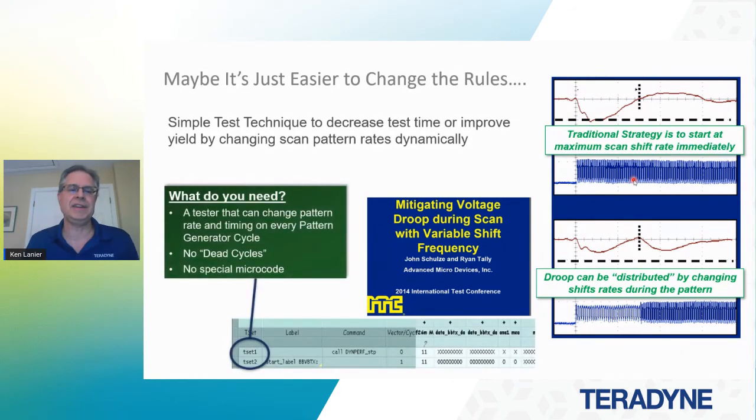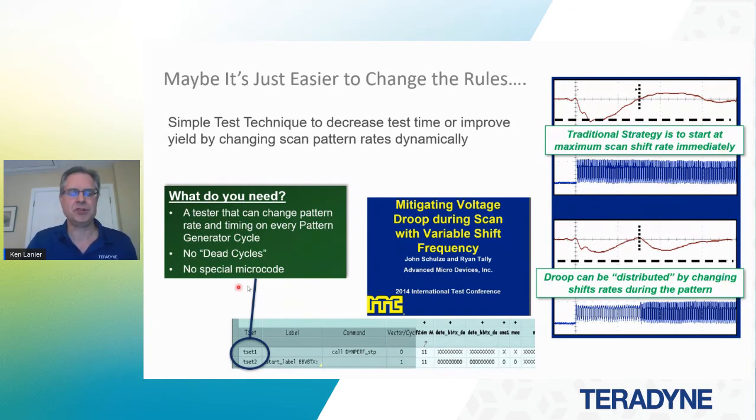What you need to do that is pretty straightforward. You basically just need the ability to change tester period or frequency on a cycle by cycle basis. In the case of the Teradyne testers, you do that with something we call time sets. What time sets allow you to do is change the period rate from one vector to the next. The key requirements here are pretty simple. You need to be able to do that seamlessly. There can't be any dead cycles in between. It can't be like, change the frequency and wait.